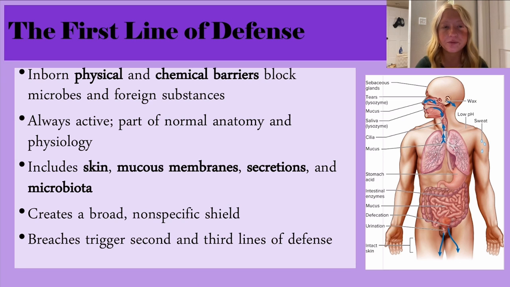So the body's first line of defense is the body's constant built-in protection from microbes entering, and it's always active. It's always part of our structure, and these defenses include the skin, like we talked about before, mucous membranes, and chemical secretions like acid and enzymes, and there are even beneficial microbes that live inside or on us. And what's important here is that it's not specific to the first line.